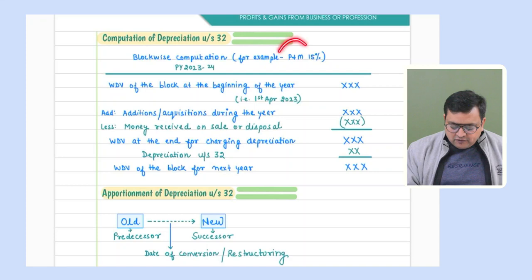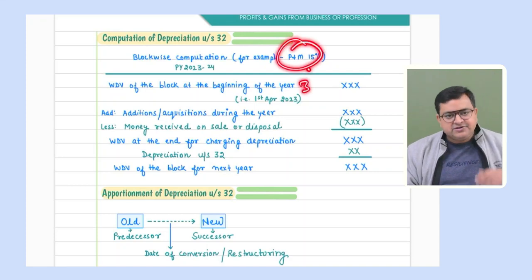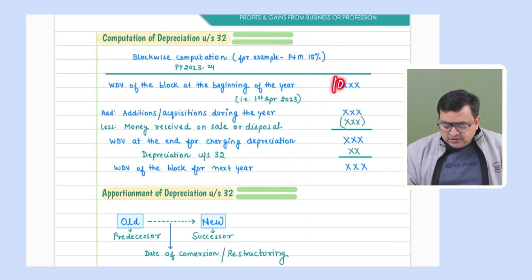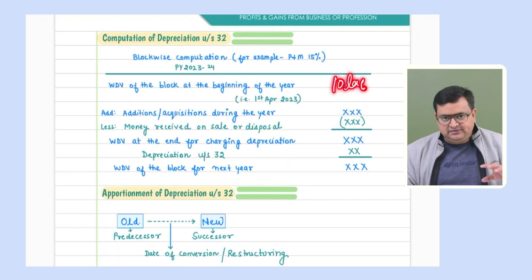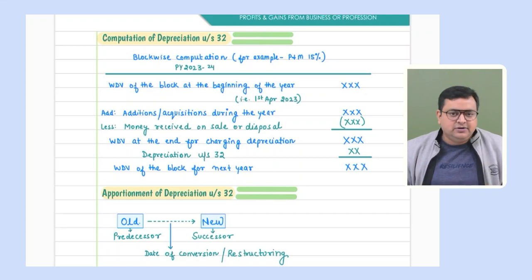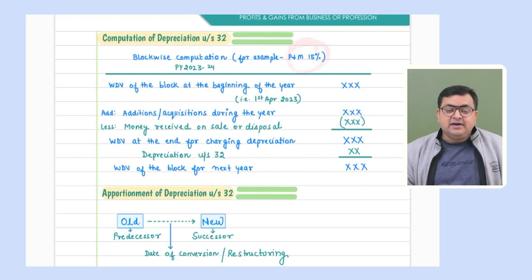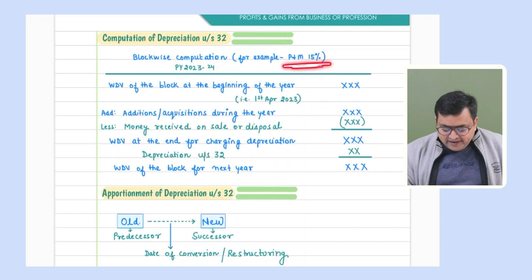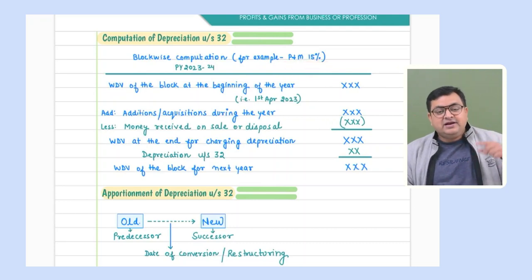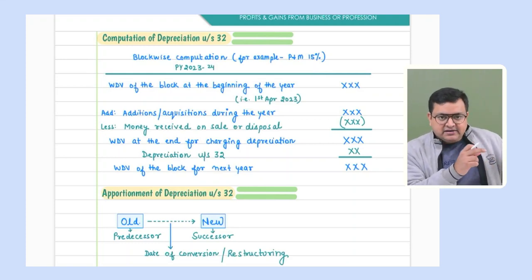Let's say you have a block of plant and machinery and there were 3 machines initially. In the opening balance, there are 3 machines. Let's say the value of the 3 machines was 10 lakh. And let's say you have acquired a new machine this year. You have acquired either a new machine or a second-hand machine, but for your business, it is an addition to the block. If you have acquired any plant machinery which is related to 15%, or to 40%, please don't bring it into this block. If you have purchased a computer, it should go in the block to which that rate belongs.